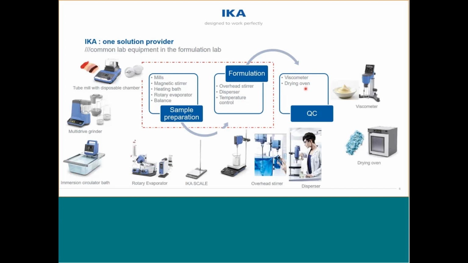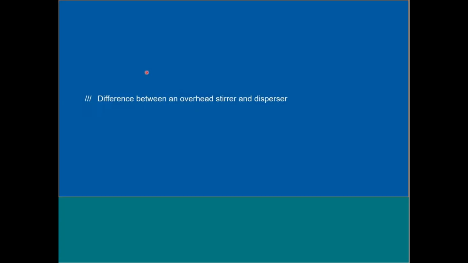So all of this equipment, which could be used in the formulation lab, you can also find in the IKA product range. Okay, so now let's continue with the difference between the overhead stirrer and the disperser, which we normally use in the formulation process.